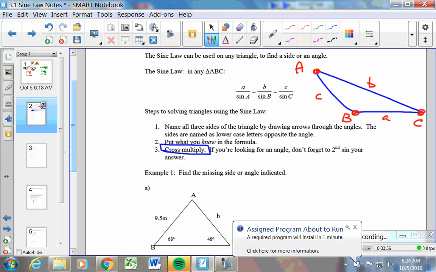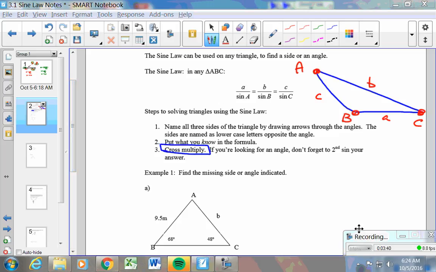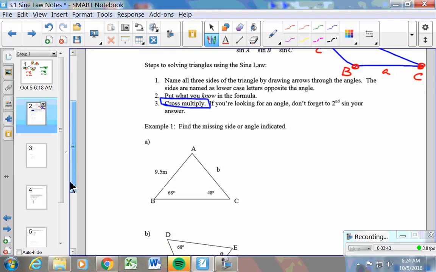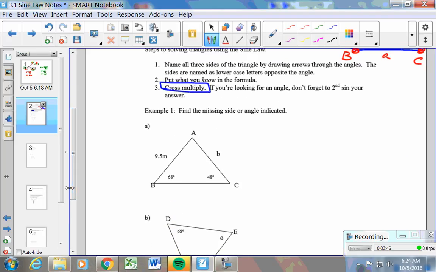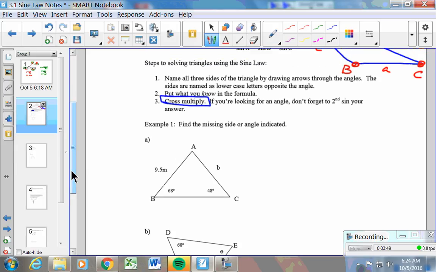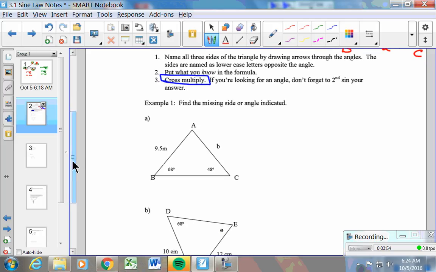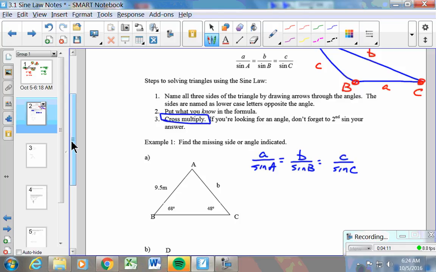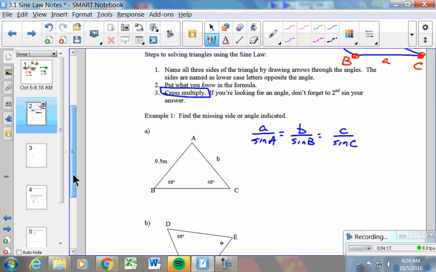We're going to cross multiply to solve for either sides or angles. And much like we did with some of our review yesterday, when it comes time to solve for angles, we have to make sure that we tell our calculator to go backwards. So let's write the formula. I always like to write my formula: a over sine A equals b over sine B equals c over sine C. Start with a formula. If you started with sine, cosine, and tangent yesterday, you would follow that same process with the new formula: a over sine A, b over sine B, and c over sine C.